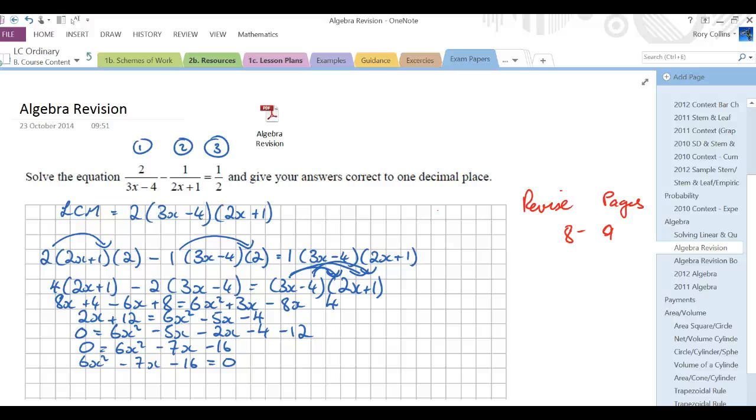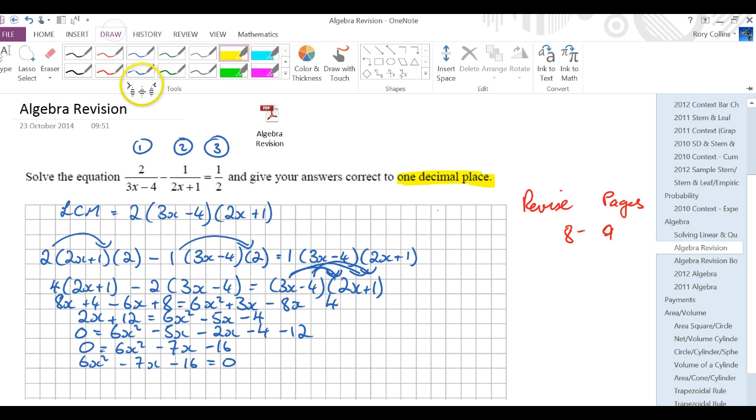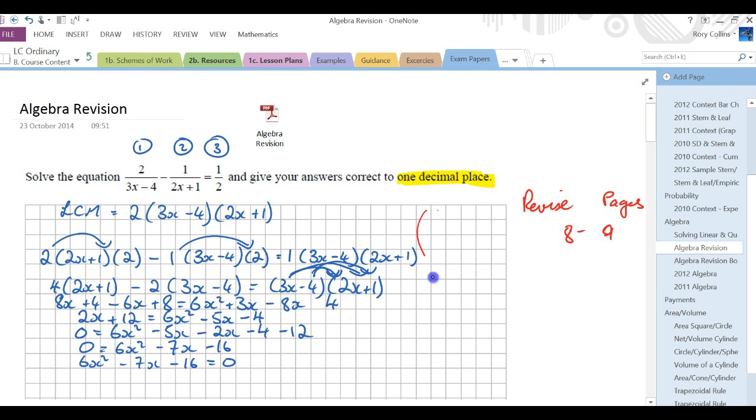Now, we have two ways of solving equations. We can factorize and then let both factors equal 0, or we can use the quadratic formula. Now, there's a hint in the question. It says give your answers correct to one decimal place. This would indicate that we need to use the quadratic formula. So that's what we will do.